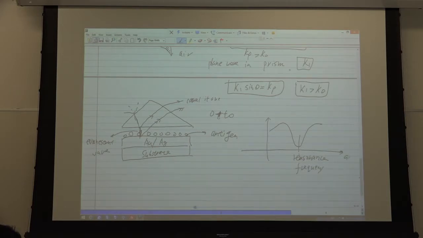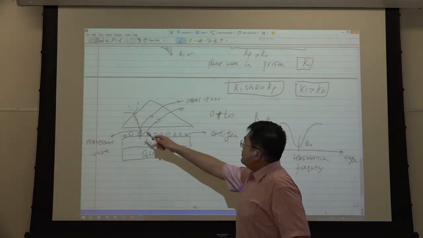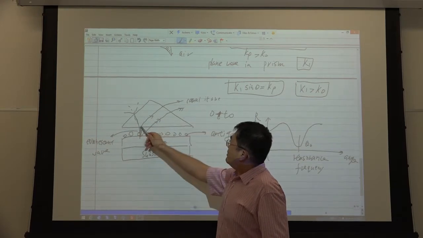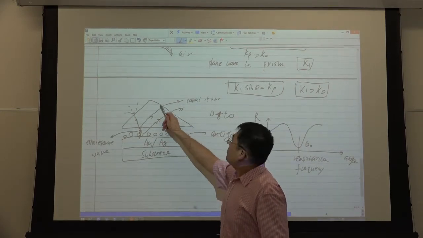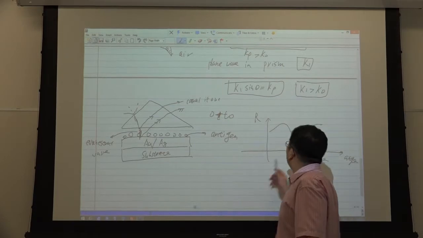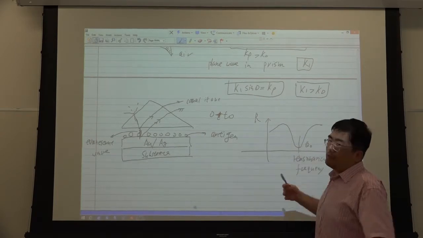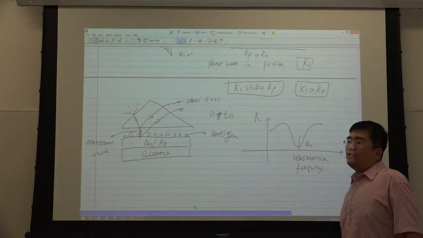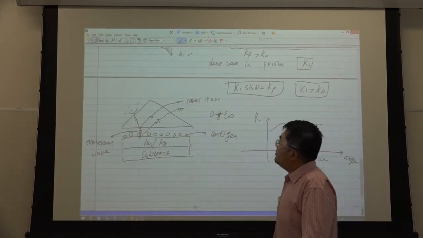This is the angle, this is the reflection, this is theta zero, and it has a reflection dip. It's very similar to temporal coupled mode theory. One reflection is by the prism, another is the evanescent wave from the prism inside the surface plasmon, which then has a reflection again, but the two reflections can cancel out at the resonance point. It has very strong absorption here, so there is a reflection dip and a resonance point. It's quite similar to nanophotonics theory.